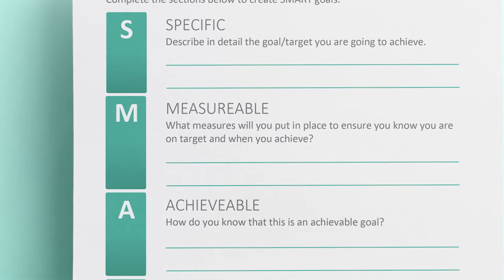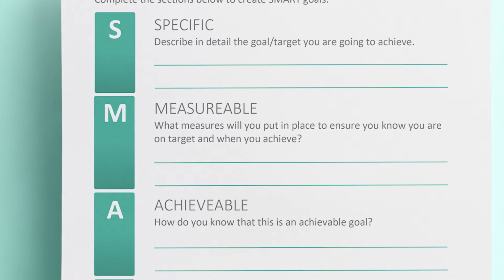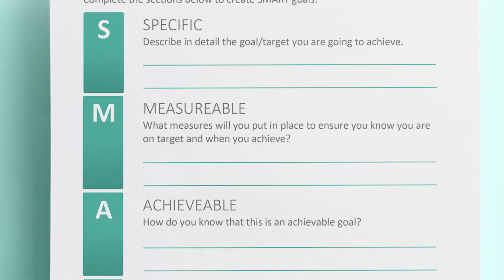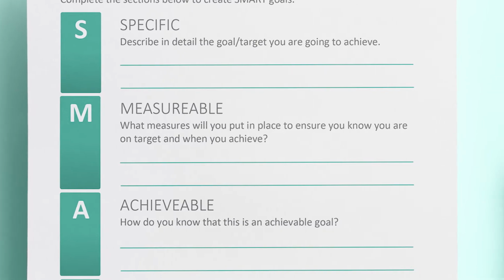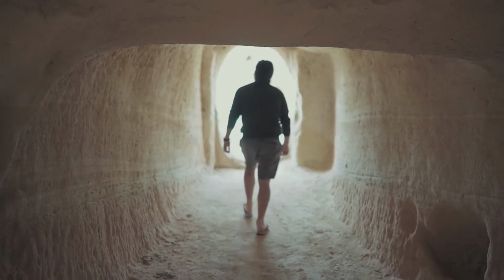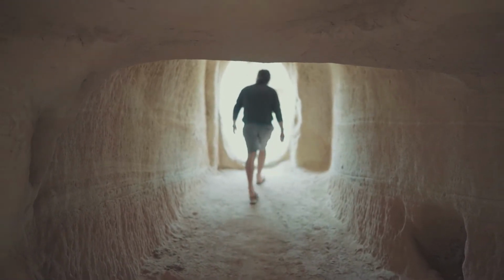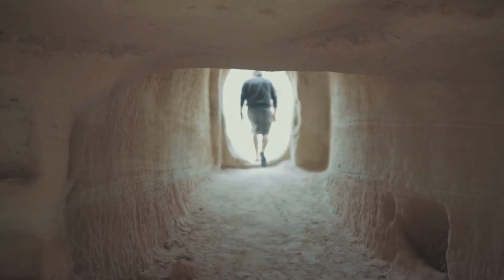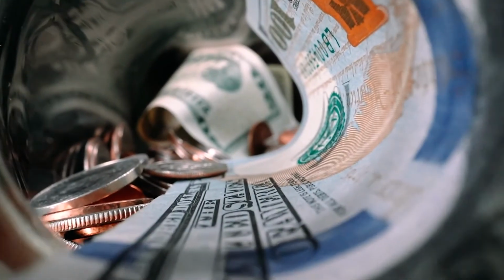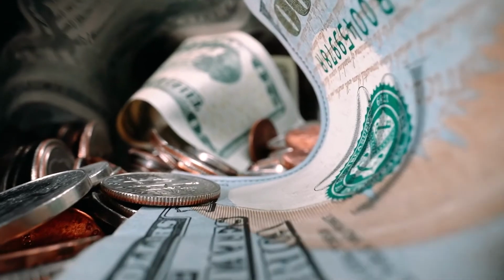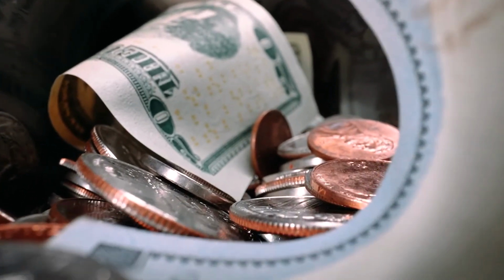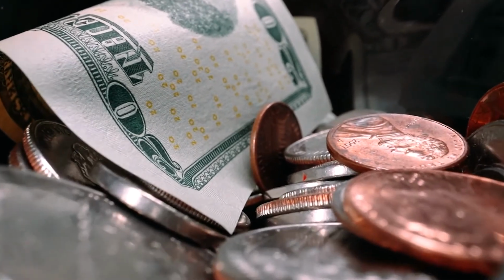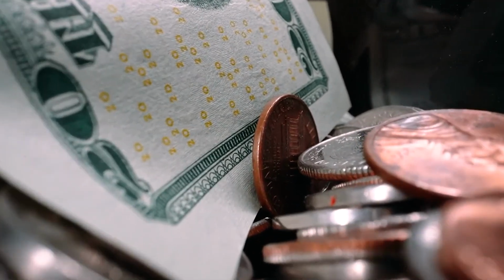The second point of the S.M.A.R.T model is measurable. Here, I would like you to think of the measure you would put in a place to ensure you know you are on target. In other words, write down how will you know that you are actually moving closer to the final destination. For instance, if you want a house, you should write down that you will put away an X amount of money monthly, so you could actually see that you're getting closer to your dream every month.